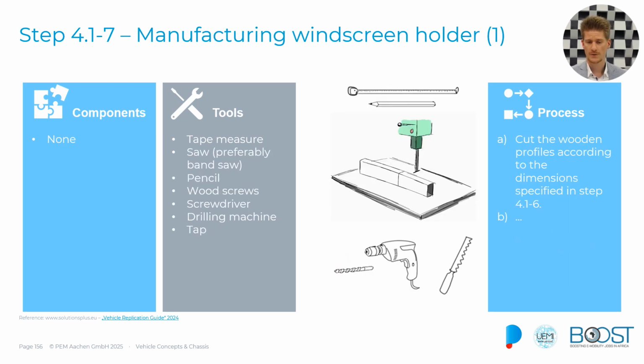Now, manufacturing the windscreen holder is actually very simple. If you have your length, you will then again mark it on the wooden profiles, and you cut the wooden profiles according to the dimension of the steps that we have just specified. The tools that we're talking about are usually just tape measures, saw, pencils, wood screws, screwdrivers, drilling machines, and some tabs.